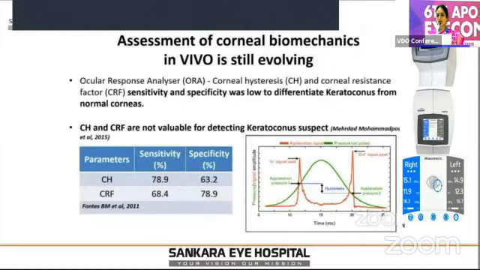The assessment of corneal biomechanics in vivo is still evolving. It includes CH, that is corneal hysteresis, and corneal resistance factor, which have low sensitivity and specificity to differentiate keratoconus from normal corneas. Before, the Ocular Response Analyzer was used, where CH was measured using the difference in the applanation pressures on the inward and outward pressures in dynamic applanation tonometry. Its sensitivity and specificity are around 78 and 63%, and CRF is also not so valuable. It depends on the CCT and the IOP.